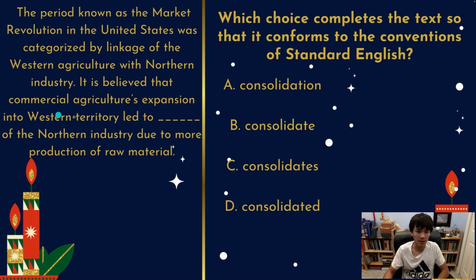Commercial agriculture, right? Because you can consolidate commercial agriculture, and when we say what is being consolidated, we're talking about commercial agriculture here. So we know that this would be the subject. Now we know what the subject is, we can look at what the verb would be based on the tense of the subject. So commercial agriculture's expansion, we can cut out into Western territory. We can just say commercial agriculture's expansion led to consolidation of the Northern industry, because this is something that happened in the past. Consolidates refers to something that is happening actively, and consolidated isn't correct here because we're talking about what it led to, consolidation. It doesn't say commercial agriculture's expansion consolidated. It says commercial agriculture's expansion led to consolidation. So we know that A would be the correct answer here.